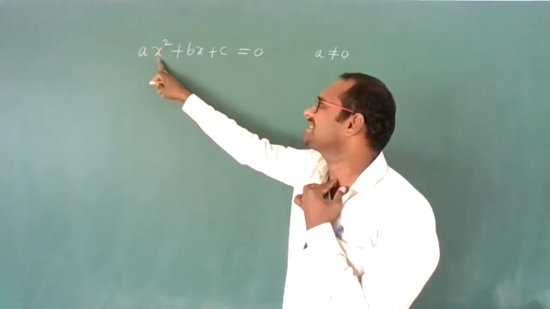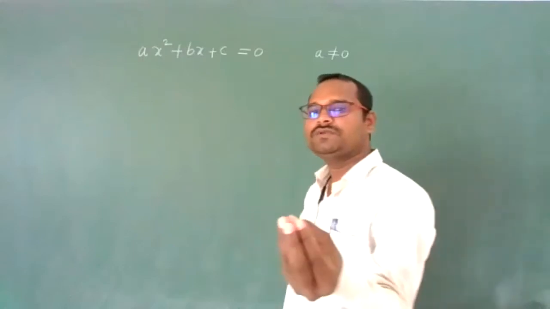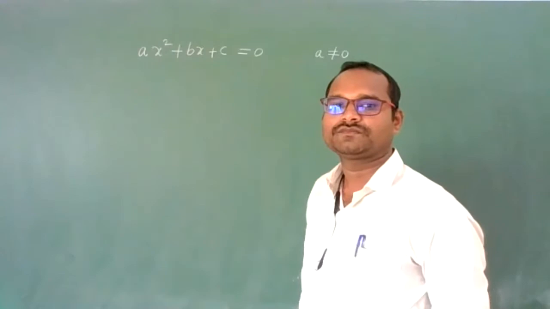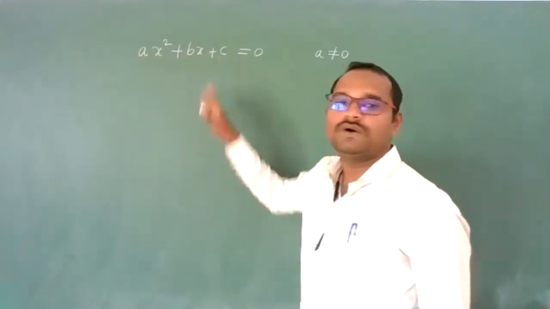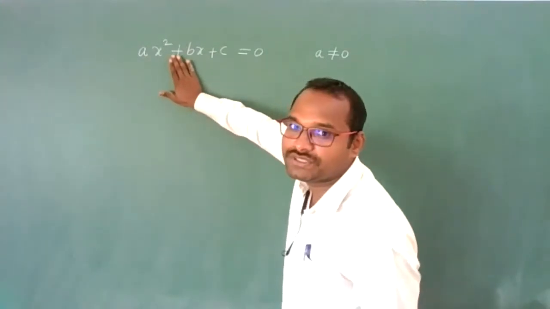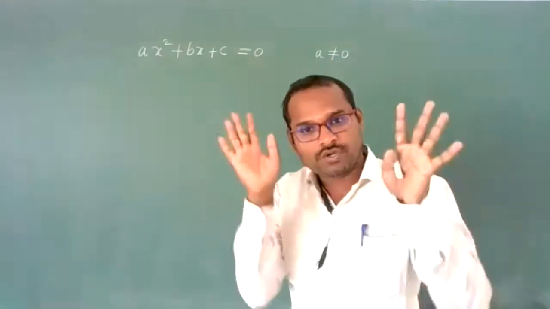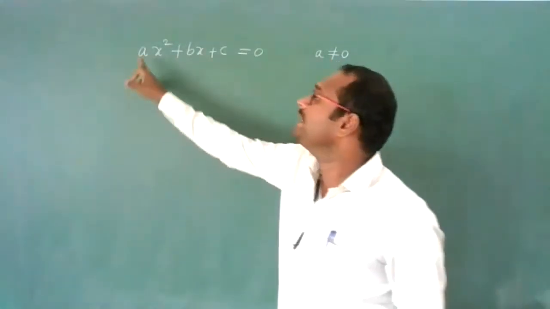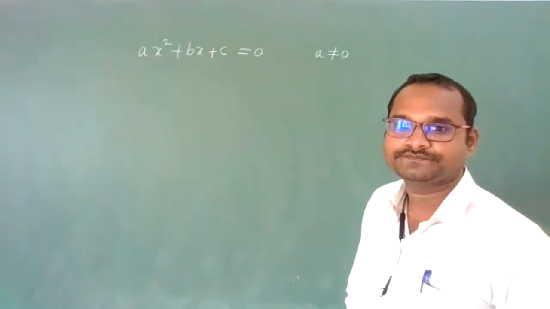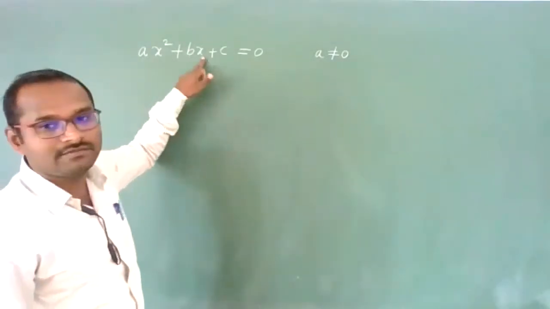See, x is a variable here. What is a variable? A variable is nothing but one value that can take any value. a, b, and c are constant values. So for this equation to be a quadratic equation, the a value should not be 0. b and c can be 0. And x is a variable here.